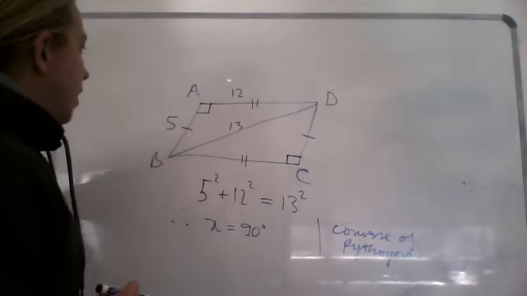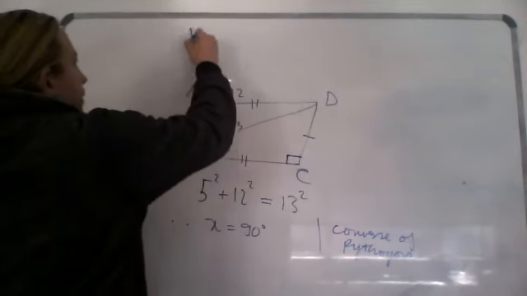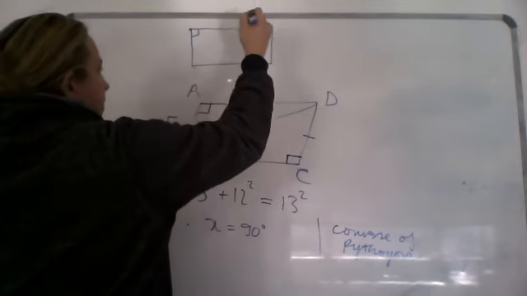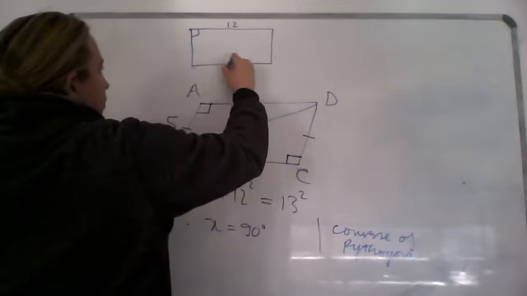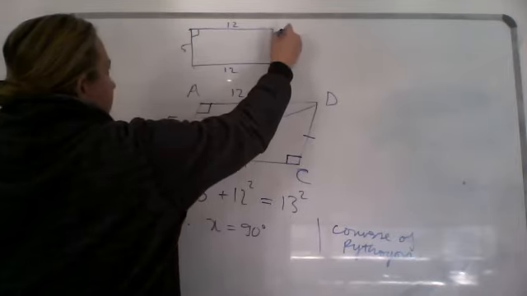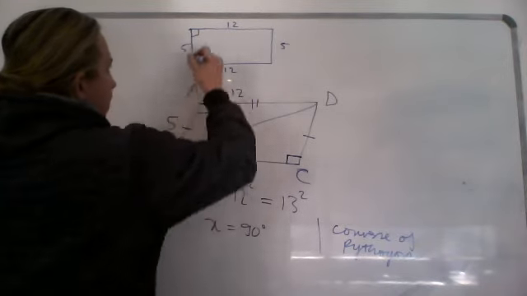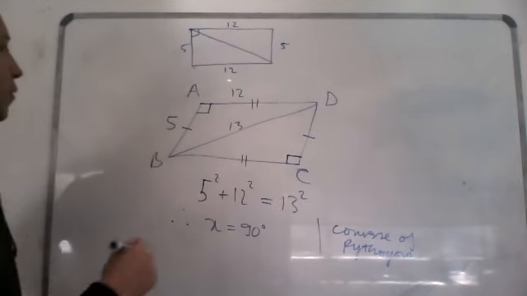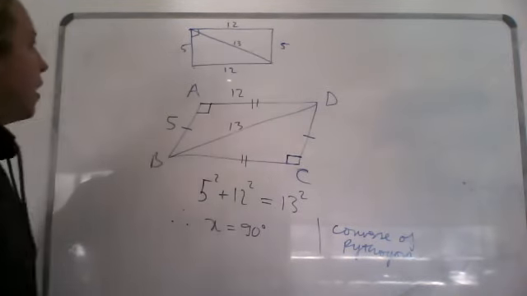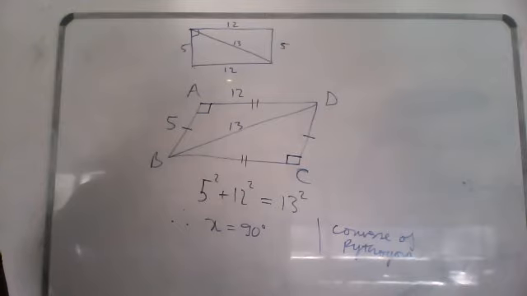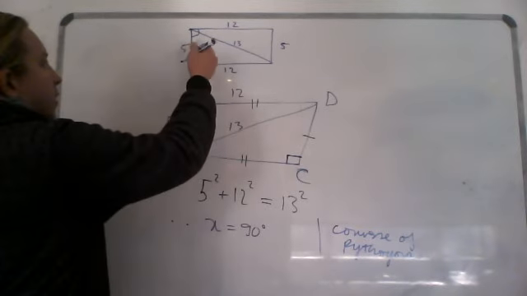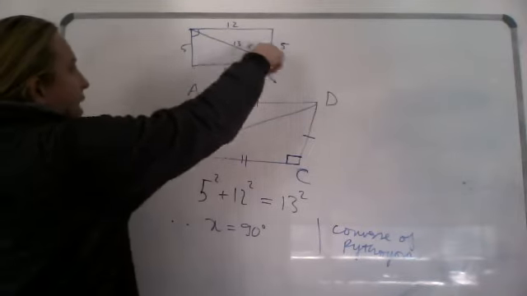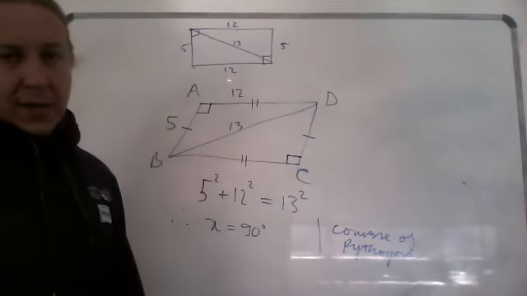So we can redraw this like this. That's a 90. This is 12, that's 12. This is 5, that's 5. We have a diagonal, which is 13. So what do they want us to find out? Well, if that's 90, then that's 90, and opposite angles are equal, so everything is 90.